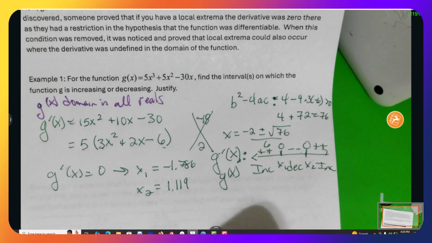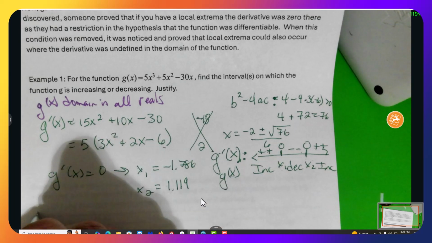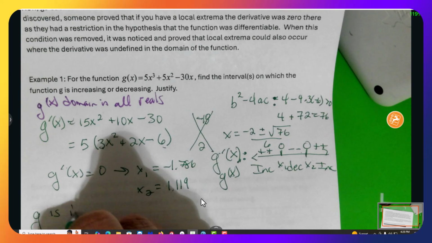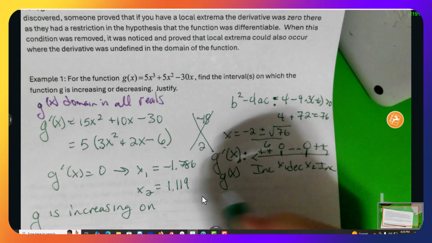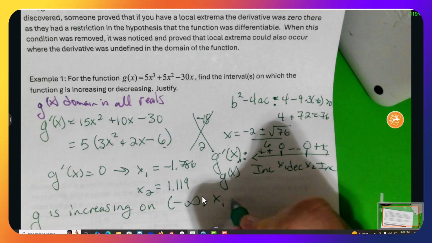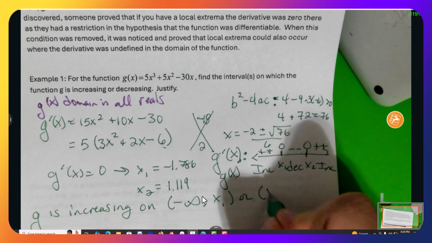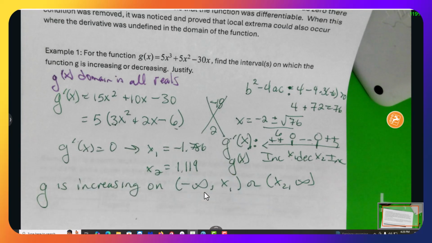Okay? Now, g is increasing on the open interval from minus infinity to x1 or x2 to positive infinity. Now I'm going to stop there for a second.